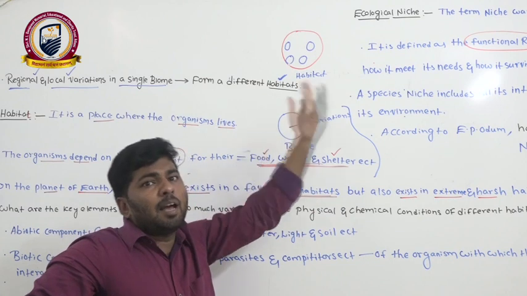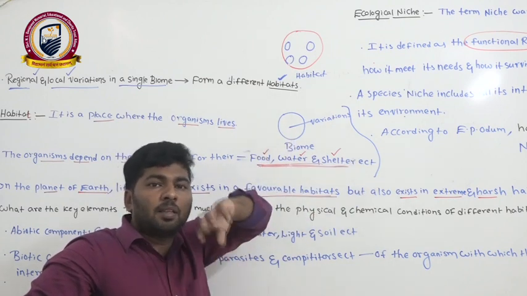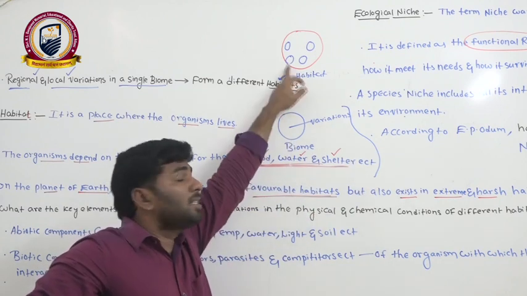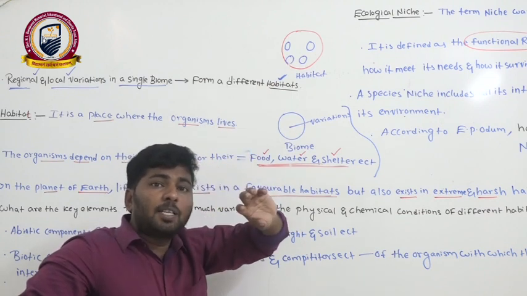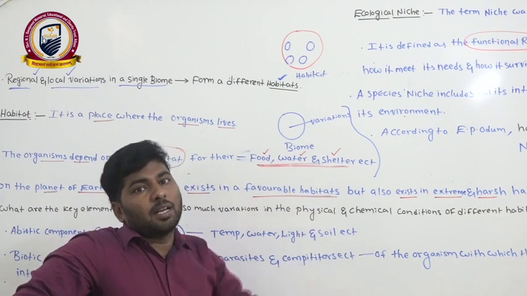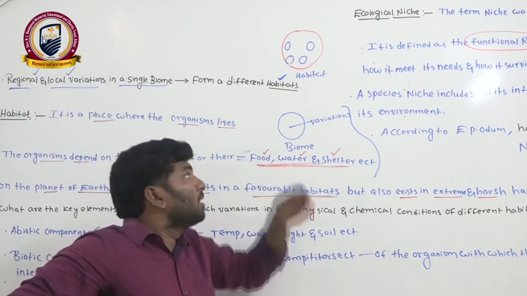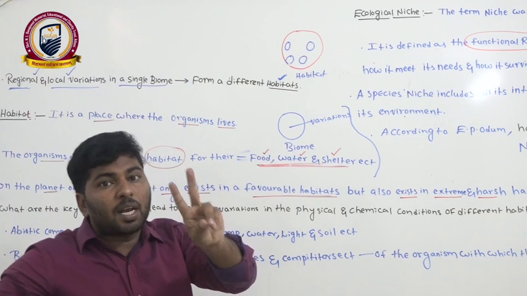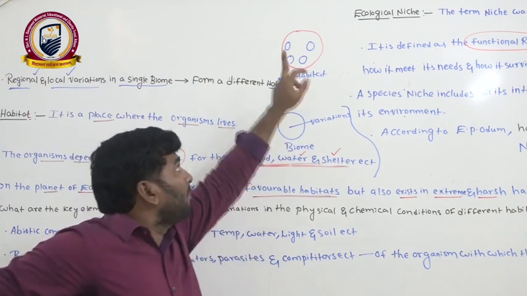They may be present in the same habitat, but they can't exist in the same niche. The reason is they depend upon the same type of food materials. Their competition occurs. That's why two organisms of the same type cannot exist in the same niche.